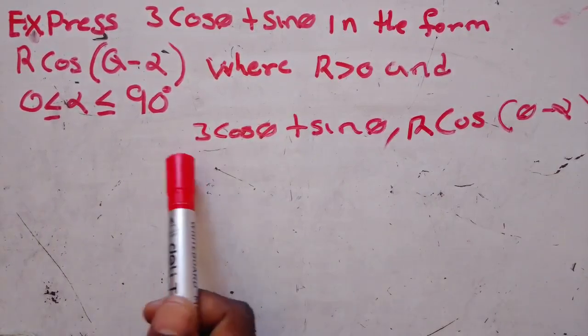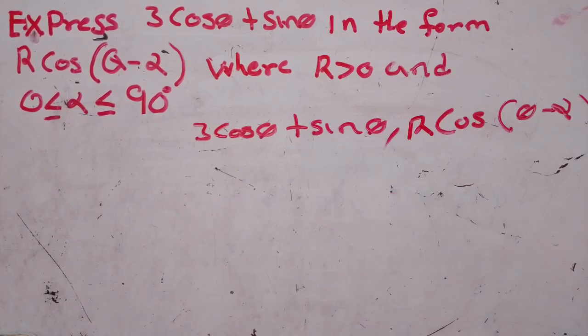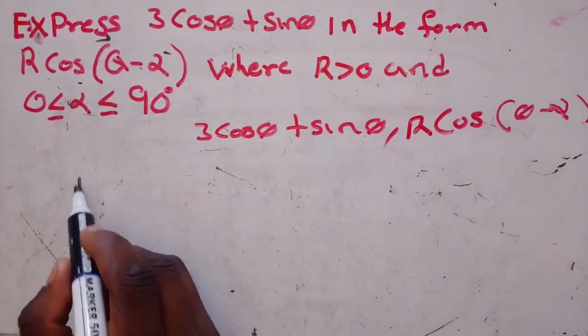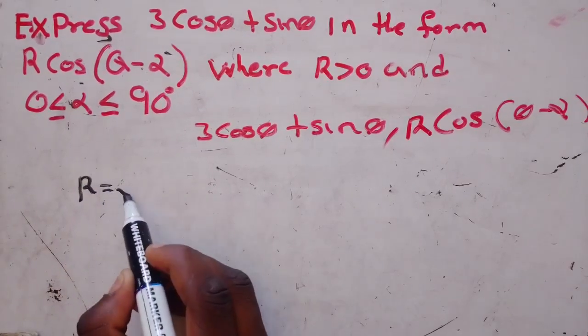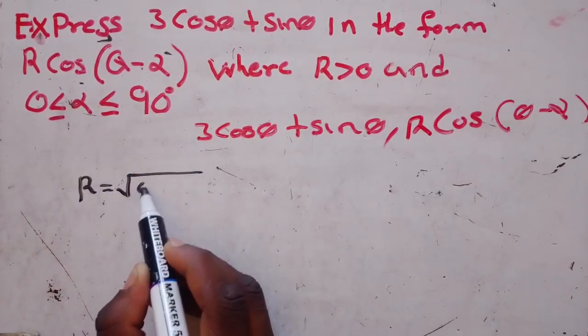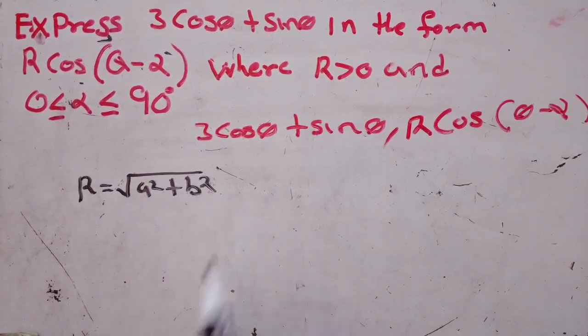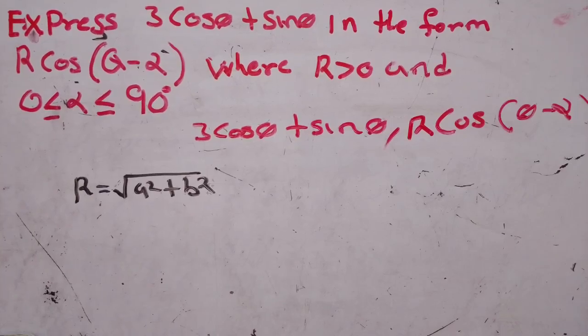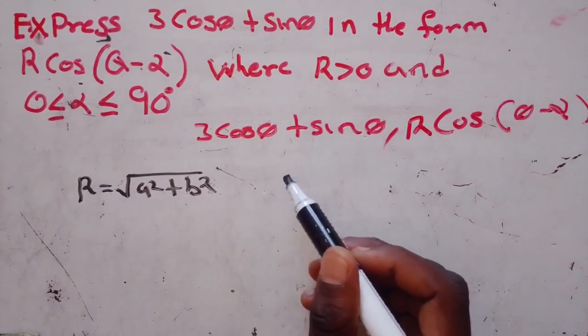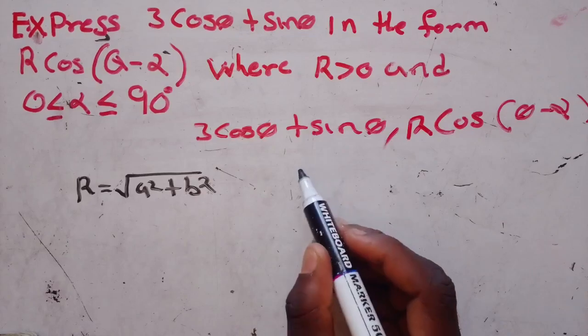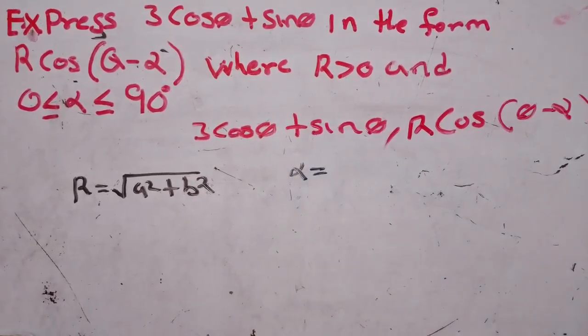Before you start expressing this in this form, first of all you need to find the value of r. Here r is given by the formula r equals the square root of a squared plus b squared. That's the formula we use to find r. And you also need to find the value of the acute angle.